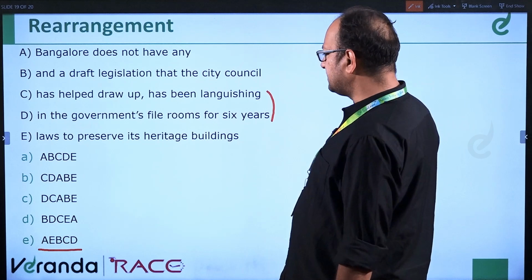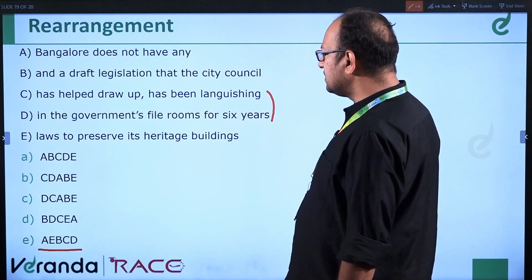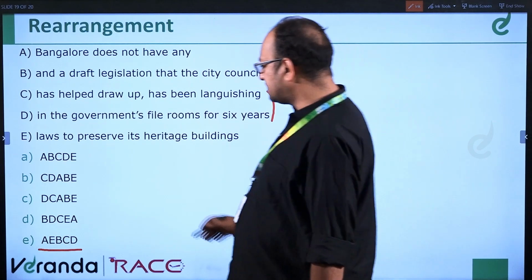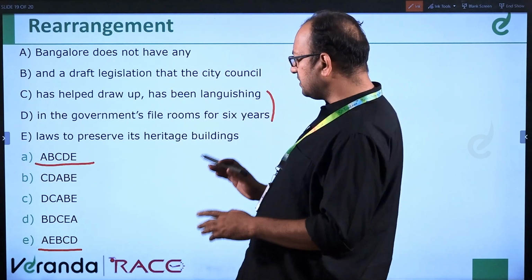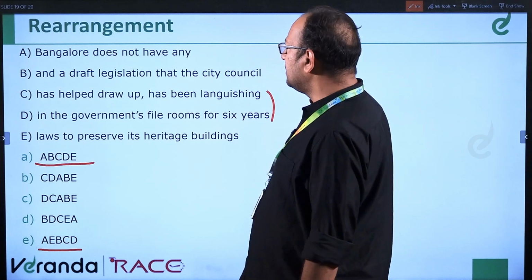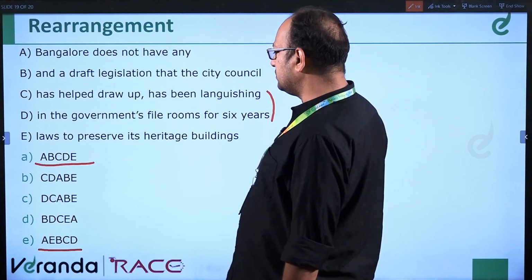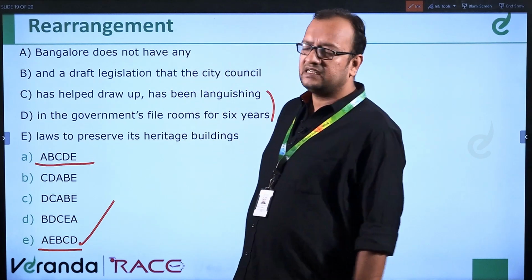See, CD is also a pair. CD. Where do we have CD? Here we have CD. This can also be an answer. So either A or E. Let's check A, B, C, D, E. Bangalore does not have any, and no. This is the answer. E is the answer. Let's check finally.